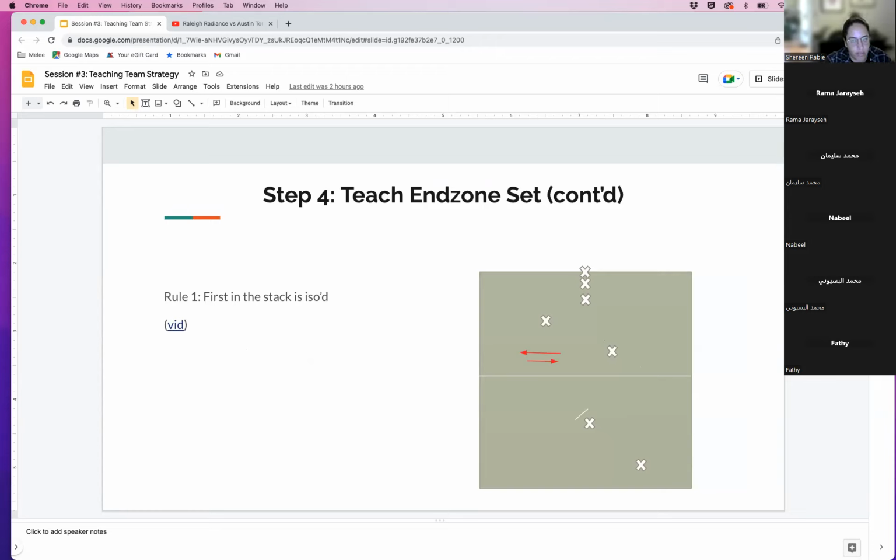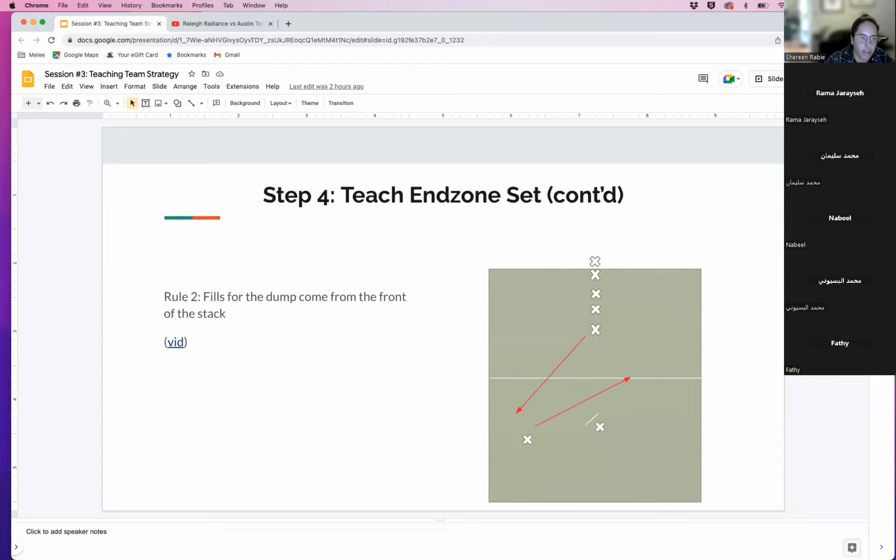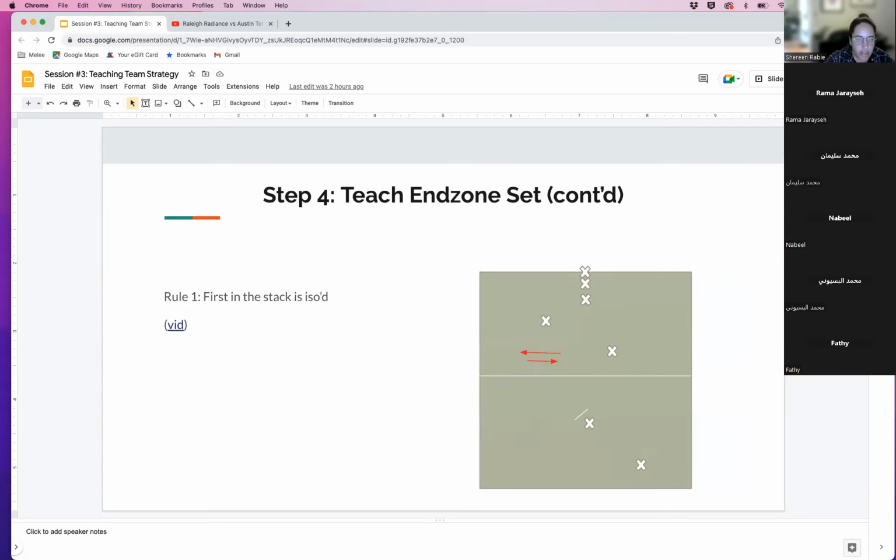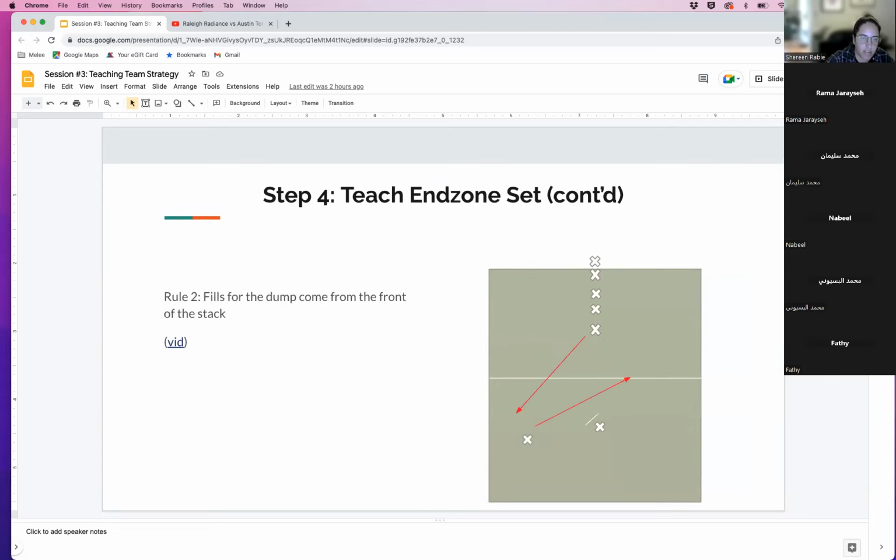So this is just an example of our end zone set, and you can look at these videos, but this is rule number 1, the first in the stack, rule number 2, the fill from the field, and then rule number 3, the back of the stack continues.